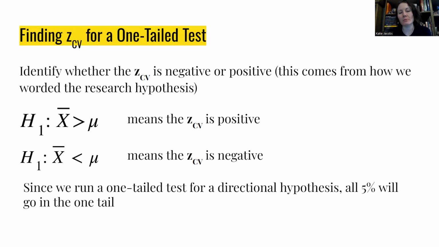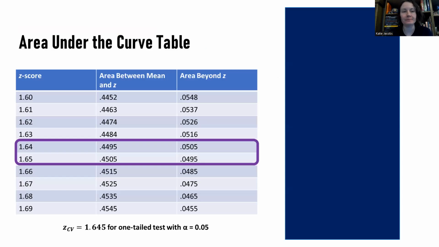Okay, so since we're running a one-tailed test for directional hypotheses, all 5% goes on that one tail. So when we go to our area under the curve table and we try to find the area beyond z of 0.0500, we find that they actually don't have it there. And so people will do different things to do this. Remember, if we're doing this in real life, we're going to be using software and it will just shoot out our p-value for us. So when doing it by hand, we'll just use the critical value of 1.645 because it just splits the difference in between those two.